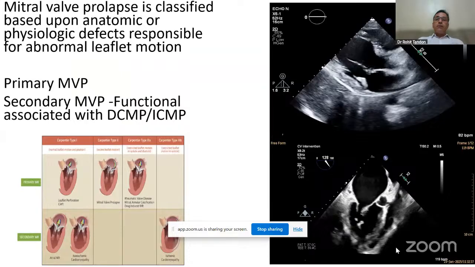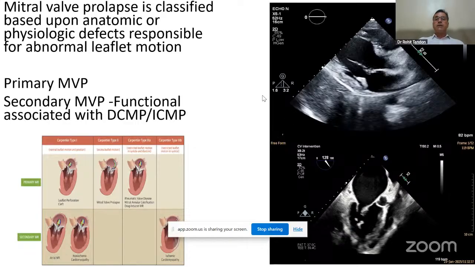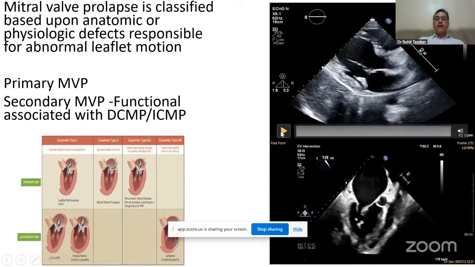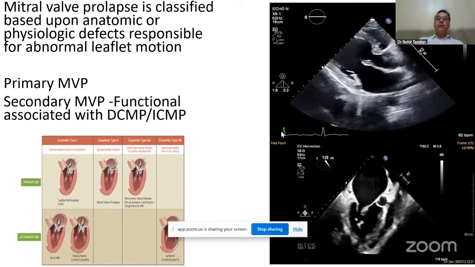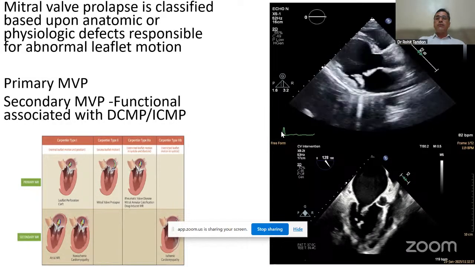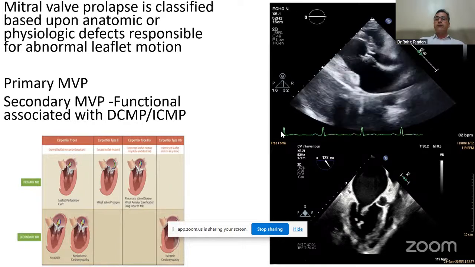So to start with, mitral valve prolapse is classified based upon the anatomical and physiological defects responsible for the abnormal leaflet motion. It is divided into primary mitral valve prolapse when the valvular abnormality is primary, and secondary mitral valve prolapse when it is associated with ventricular abnormality, sometimes seen in ischemic cardiomyopathy and sometimes in DCMP. This is the upper video. It is showing a classical bileaflet mitral valve prolapse, which is termed primary mitral valve prolapse. Then we can see the thickening of leaflets which are prolapsing towards the left atrium.